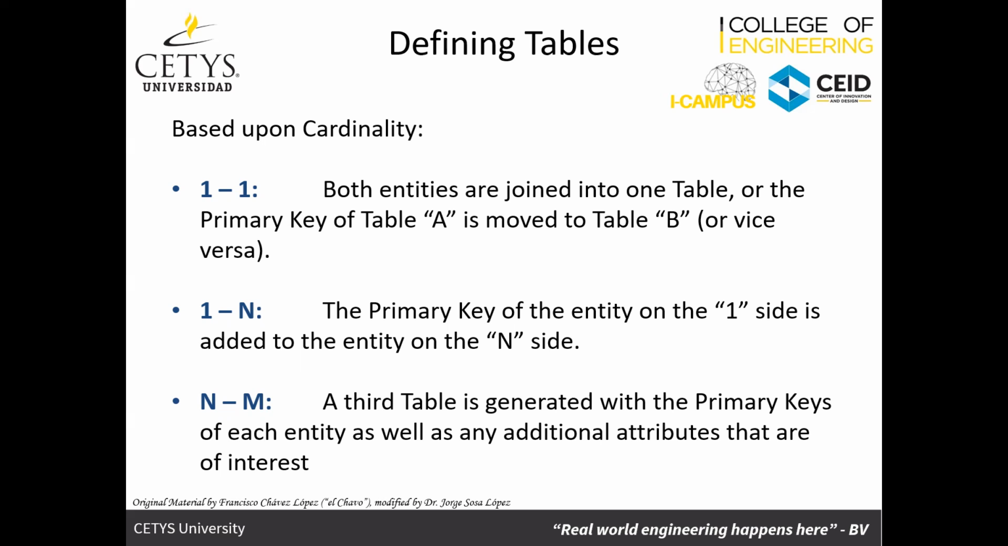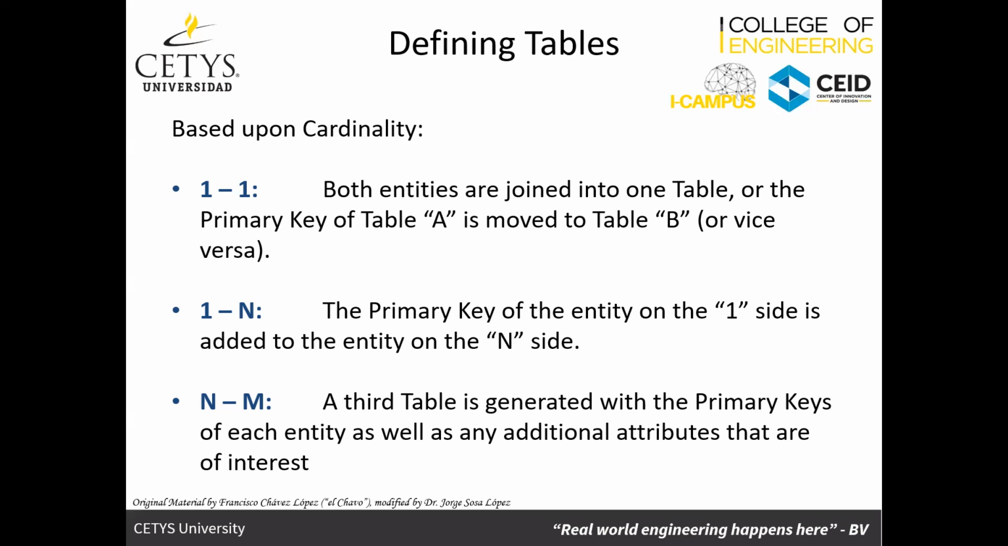Remember, the first rule is we're going to establish a table for each entity. The next thing we're going to verify is each of the cardinalities of the relationships. If I have two entities that have a relationship of one-to-one, then there's two things I can do. I can join them into one table. I can just merge them if I want. That's not necessarily what I would recommend. The other thing I can do is move the primary key of one entity to the other.